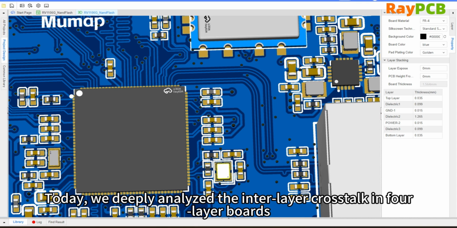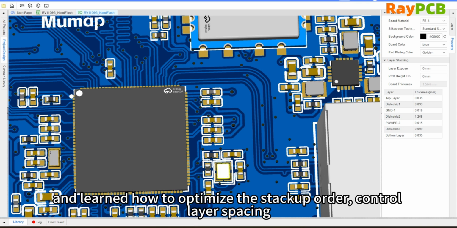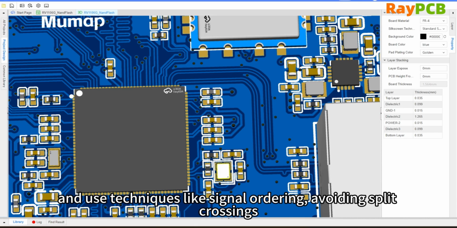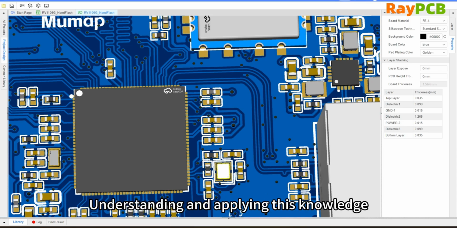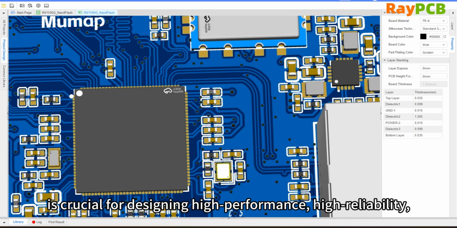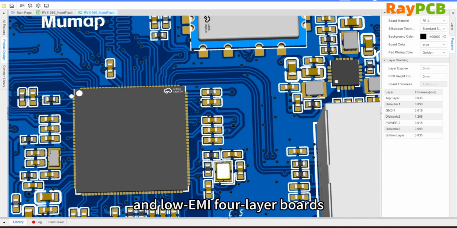Today, we took an in-depth look at crosstalk between layers in 4-layer boards and learned how to effectively control crosstalk by optimizing layer stack-up, controlling layer spacing, and using signal ordering to avoid crossing styles, among other practical techniques. Understanding and applying this knowledge is crucial for designing high-performance, highly reliable 4-layer DMI boards.